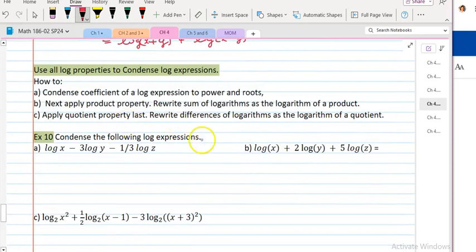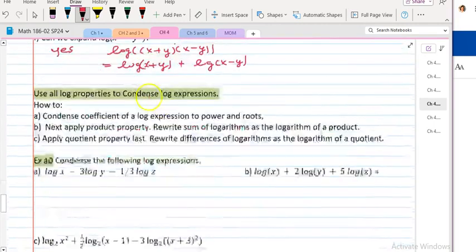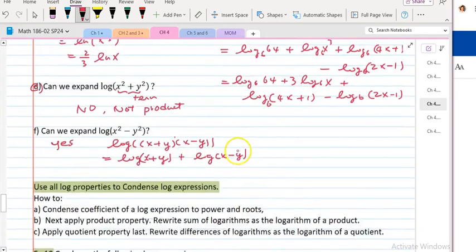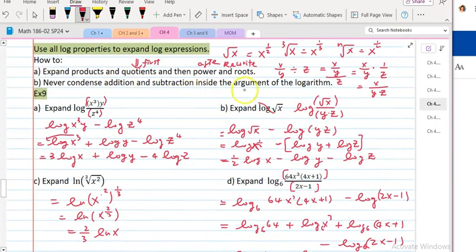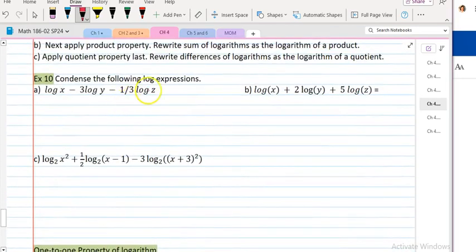Okay, so how do we condense? This is an example of condensing, using all of them together. The easier way is just do all the power first. So when we rewrite, we do the power and root last, but now we do the power and root first. And then we go from left to right. Apply quotient rule last.